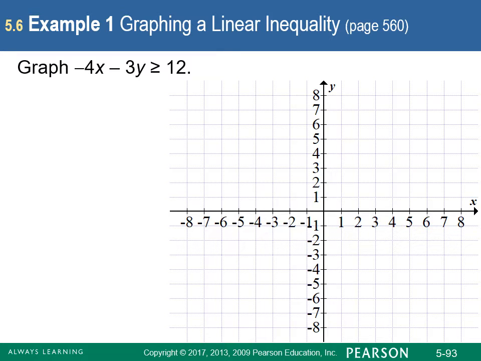If I take a look at the equation, which is, notice, the same as this, but with an equal sign, I can use what's called the intercept method. If I take the 12 and divide by -4, I get -3. Now -3 is the x-intercept. I can put a dot at -3 on the x-axis.